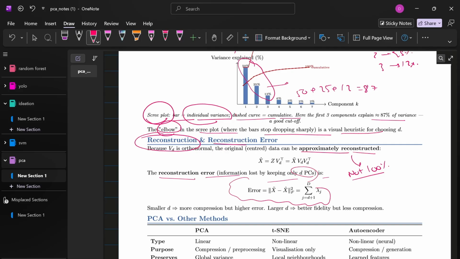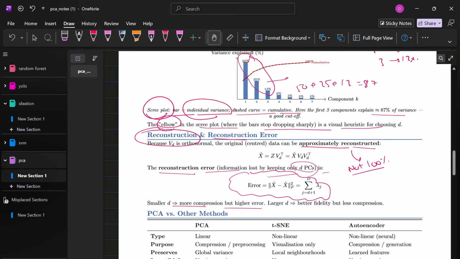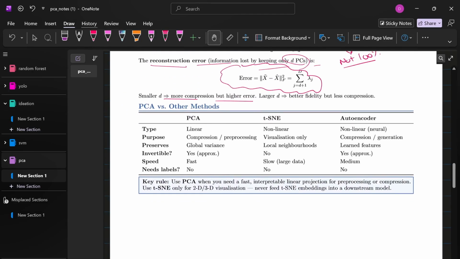Now let's have a quick comparison between PCA and the other popular techniques that we'll be talking about, t-SNE and the autoencoder. So first of all, PCA is linear. It finds the straight line directions in your data set. It's faster, it's interpretable, and you can reverse it. You use PCA when you want to pre-process your data before feeding it into any machine learning model.